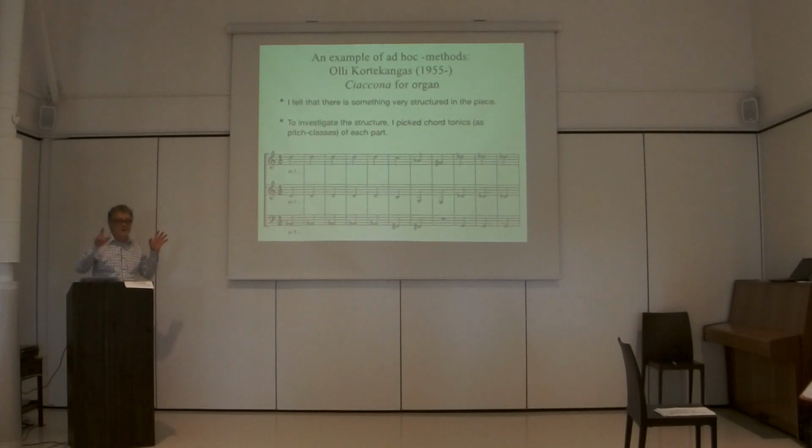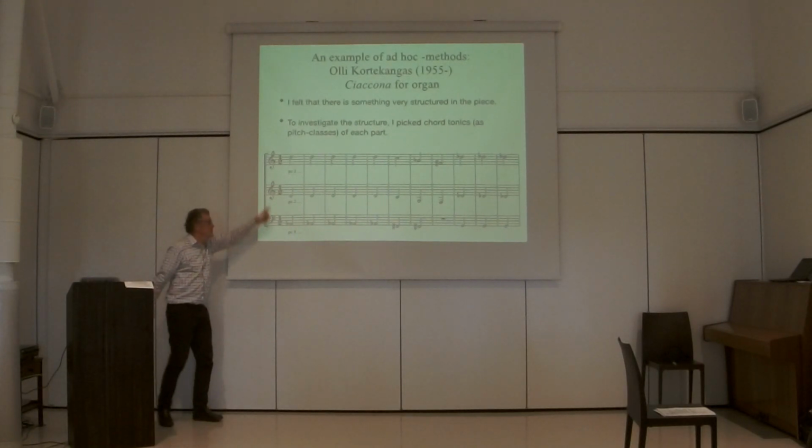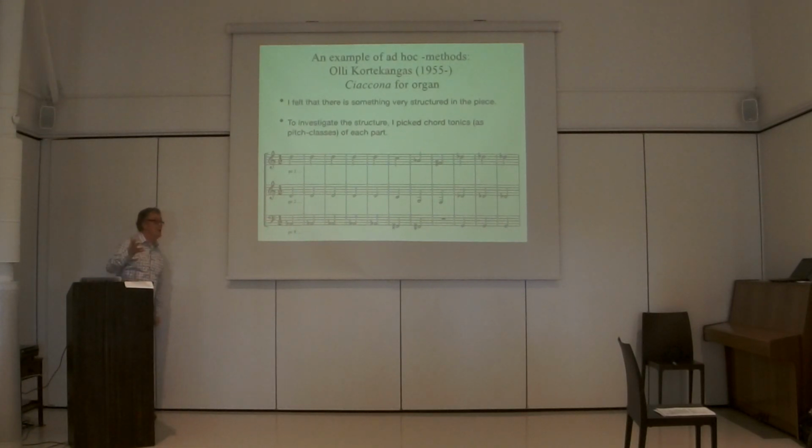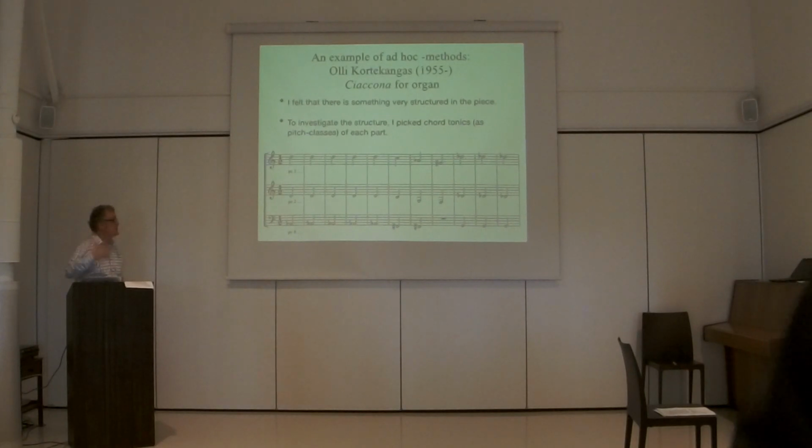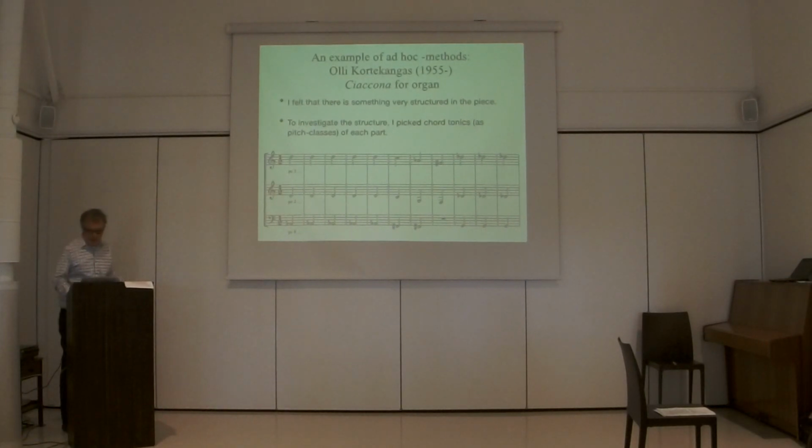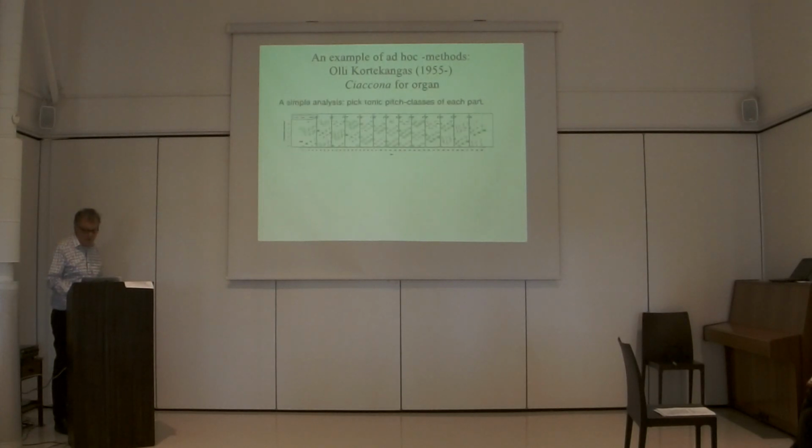But you can think that C is 0 and C sharp is 1 and D is 2 and so on till B, which is 11, from 0 to 11. Okay. And then I mapped these tonics. I plotted them using a very simple algorithm, and I got this kind of picture.